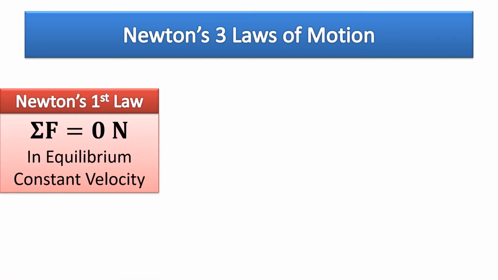If your net force is equal to 0, the sum of all your forces, they're all canceling each other out, then you're going to be in equilibrium and you're going to have a constant velocity. And Newton's first law states that basically an object at rest will stay at rest, and an object in motion will stay in motion with constant velocity in a straight line unless it's acted upon by a net external force.